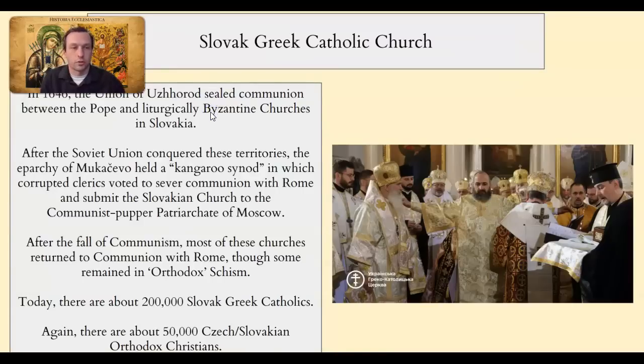The Slovak Greek Catholic Church. In 1646, the Union of Uzhhorod sealed communion between the Pope and liturgically Byzantine churches in Slovakia. After the Soviet Union conquered these territories, the Eparchy of Mukachevo held a sort of kangaroo synod in which corrupted clerics voted to sever communion with Rome and submit the Slovakian Church to the communist puppet Patriarchate of Moscow. After the fall of communism, most of these churches returned to communion with Rome, although some remained in Orthodox schism. Today, there are about 200,000 Slovak Greek Catholics, and there are about 50,000 Czech-Slovakian Orthodox Christians.